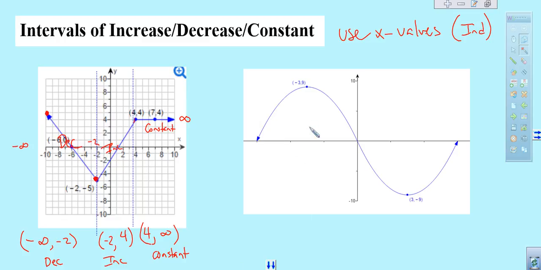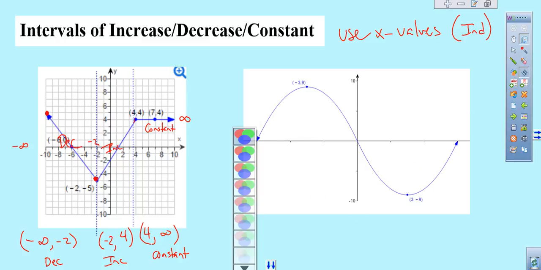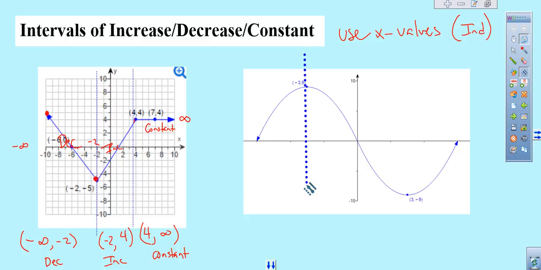All right, so let's take a look at this next one over here and talk about intervals of increase and decrease. So let's grab my little line tool real quick again. Make it a little bit thicker this time. And let's make these separations. These spots that I'm drawing are called the maximums and minimums.